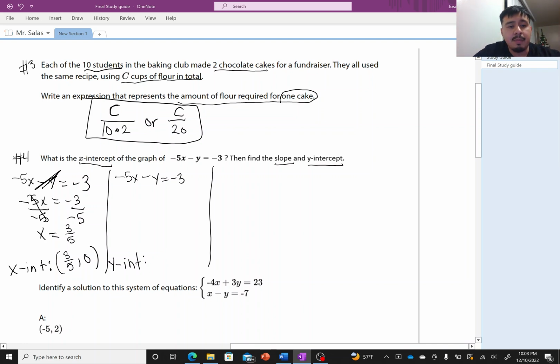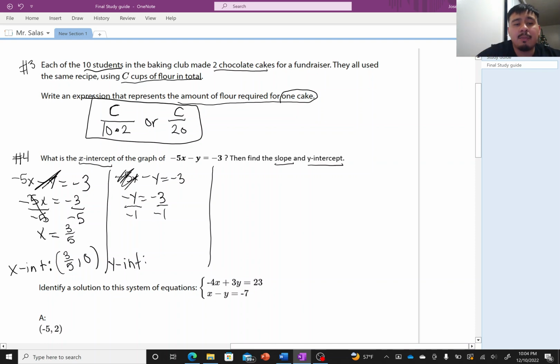All right, here we go. Since I'm solving for the y-intercept, I'm going to go ahead and just get rid of the x. Cross off the x, cross off the -5, get rid of it. You don't need it. So that means you have -y is equal to -3. Are we done? We are not done. We have to get rid of the negatives.